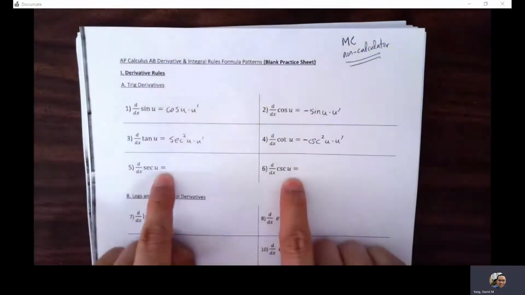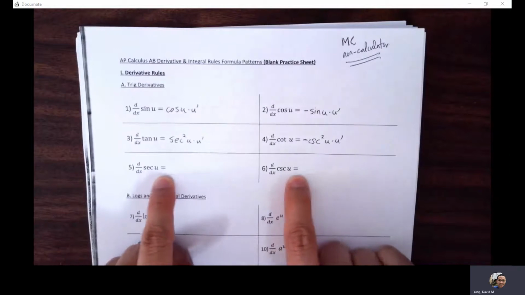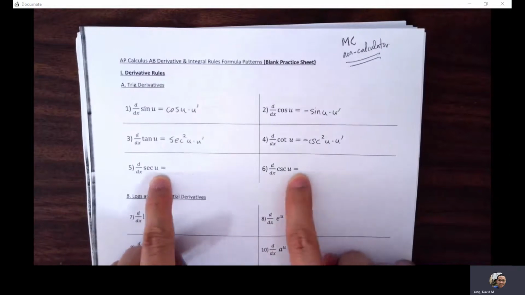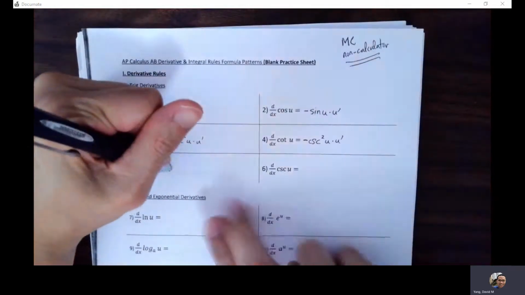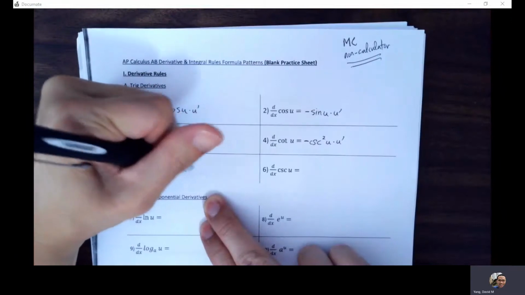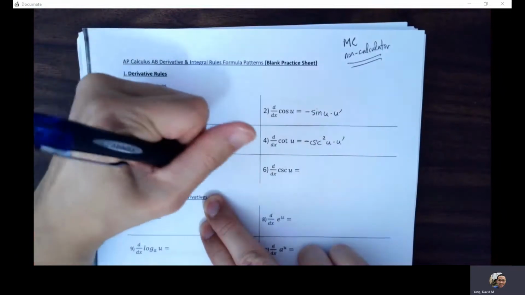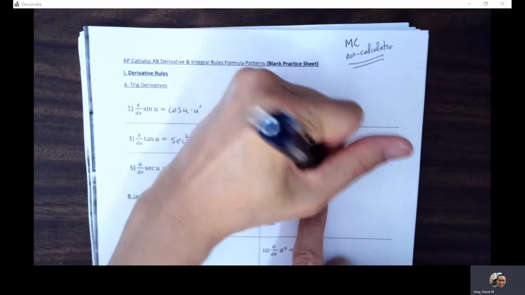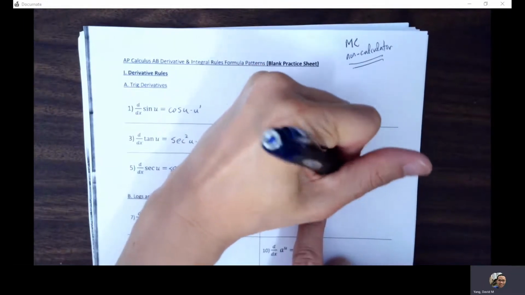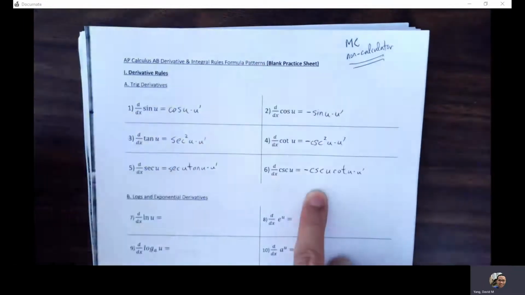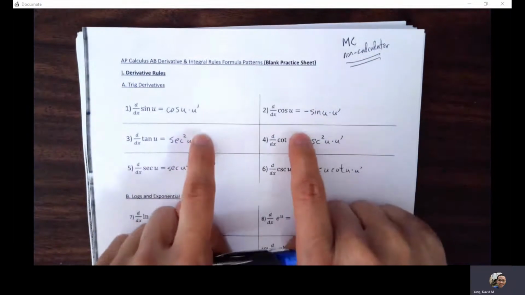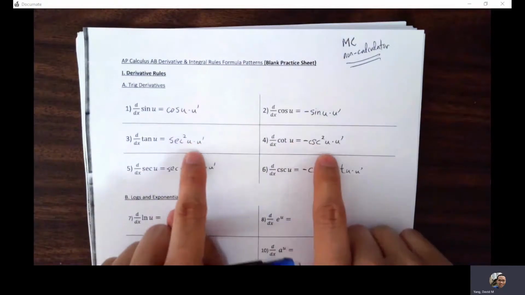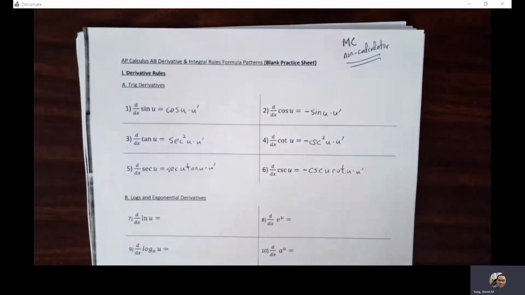Okay, secant and cosecant, these are across from each other. They have a similar pattern as well. Secant's derivative is secant u tangent u times u prime. And cosecant's derivative is negative cosecant u cotangent u times u prime. So the ones that are directly across from each other share similar patterns.